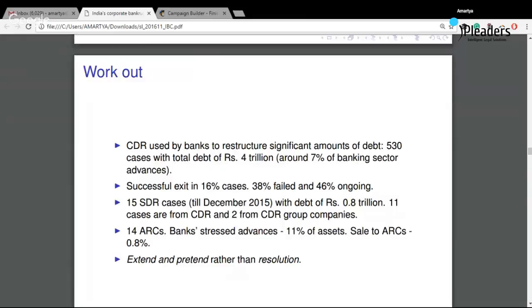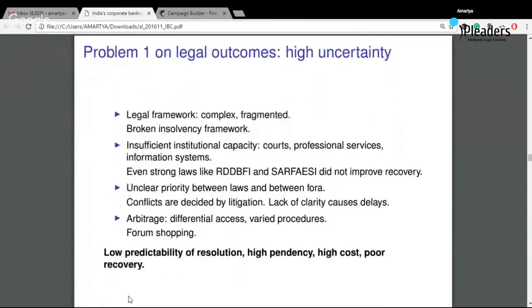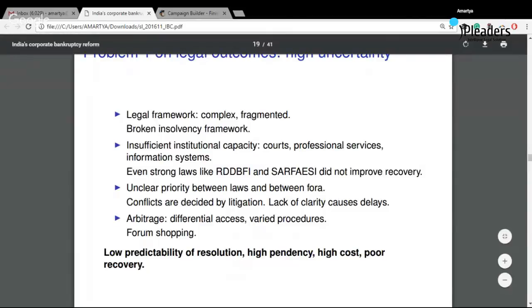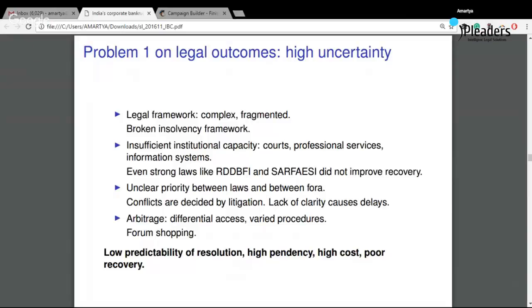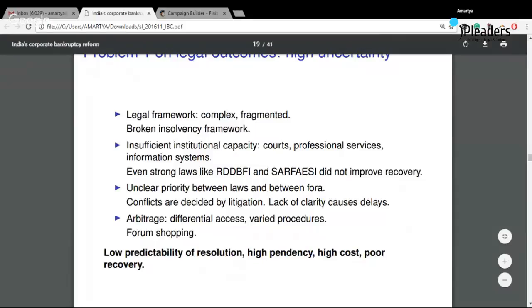Essentially, as a result of the fact that we don't have a well-defined bankruptcy law, the legal framework today, as you can already understand from this, is highly complex and fragmented. Okay? So our courts have insufficient institutional capacity. We don't have good insolvency professionals to deal with the insolvency resolution of failed companies. Even strong laws like SARFAESI were not able to improve the recovery rate. There is no clarity of priority between laws and the fora. So there is no clarity on which law will supersede which law. Or there are instances where for the same company, there are cases which are being dealt with at the BIFR as well as at the High Court. And these cases drag on for years and years. As a result, labor and capital remain stuck in the failed enterprises. So this leads to very low predictability of resolution, high pendency of cases, and very poor recovery rate.